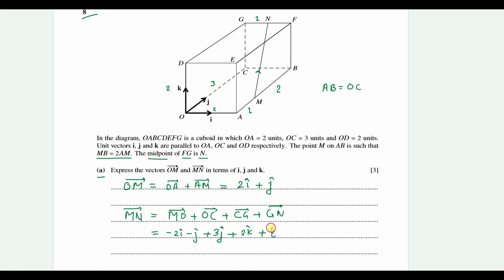So we can rewrite it as minus 2i plus j, minus i cap, minus j and 3j, so it is plus 2j cap and plus 2k cap. So now we have the MN vector and the OM vector. So I hope it is clear. So let's do the B part of it.